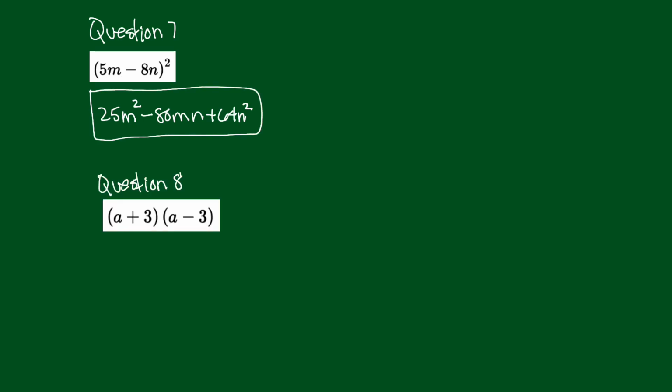Now, in question 8, look at these two terms. They're conjugates. There's one difference in sign. I got an a and a 3. This one's plus, this one's minus. So these are called conjugates. A plus 3, a minus 3.